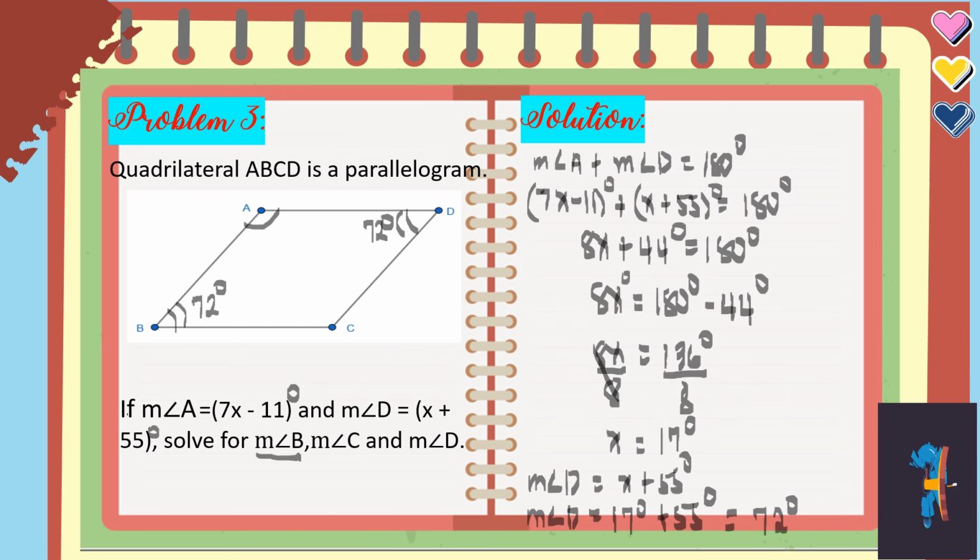Angle A and angle D are supplementary. So what must be the measure of A, so that when we add 72 degrees, the answer is 180 degrees? Or we just subtract 180 degrees and 72 degrees, and what we get is 108 degrees. So when we add 108 plus 72, that's 180. And angle A and angle C are opposite angles and therefore they are congruent. Thus, the measure of angle C is also 108 degrees.